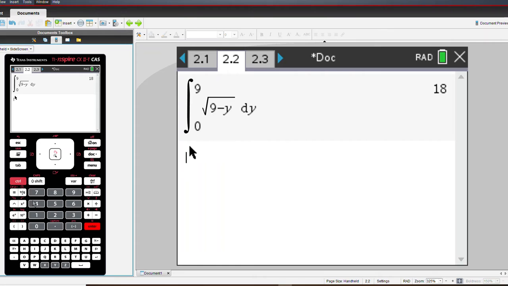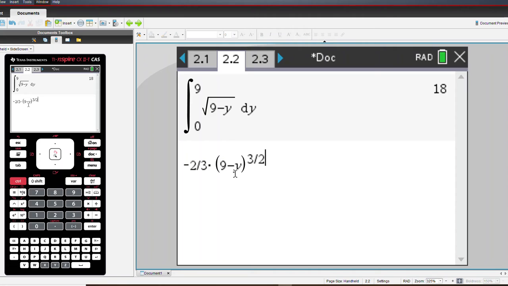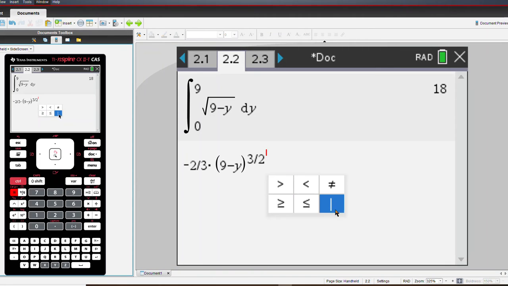Okay. Let's see if I'm doing this correct in my head today. Times 9 minus y to the 3/2. Get outside. Control equals to get the such that bar.